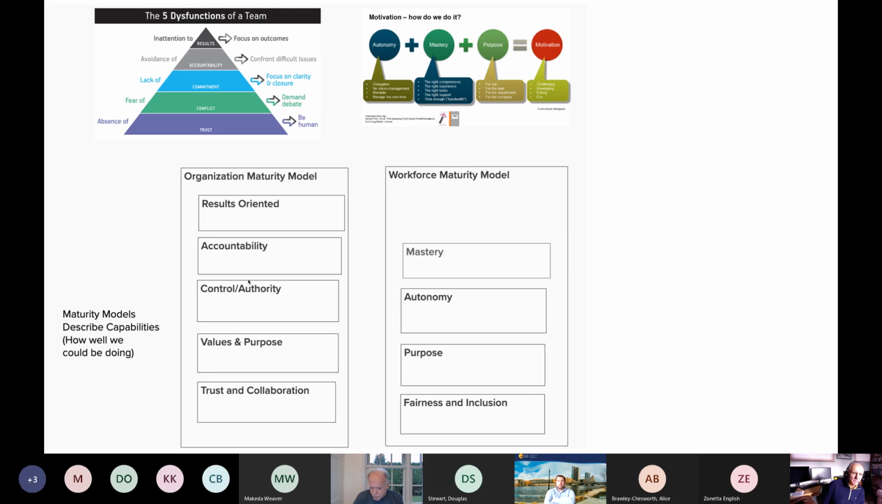So this slide, I'm going to be done very soon. This slide shows how we're going to be working with this. We have a preliminary definition for the components of the maturity model for organization on the left and for workforce on the right. The one on the left comes from Patrick Lencioni, and the one on the right comes from Daniel Pink: Mastery, Autonomy, and Purpose, which is for motivation. And we added fairness and inclusion as a fundamental layer.